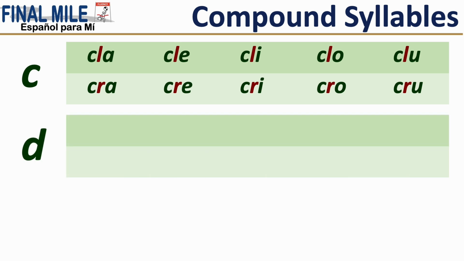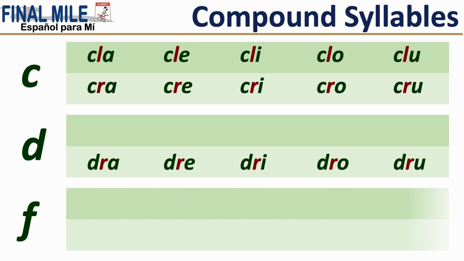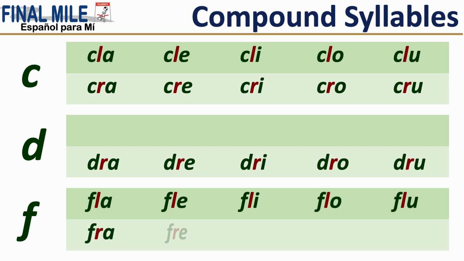D is interesting because we don't do the L with D, only the R. Dra, dre, dri, dro, dru. F, we do both. Fla, fle, fli, flo, flu. Fra, fre, fri, fro, fru.